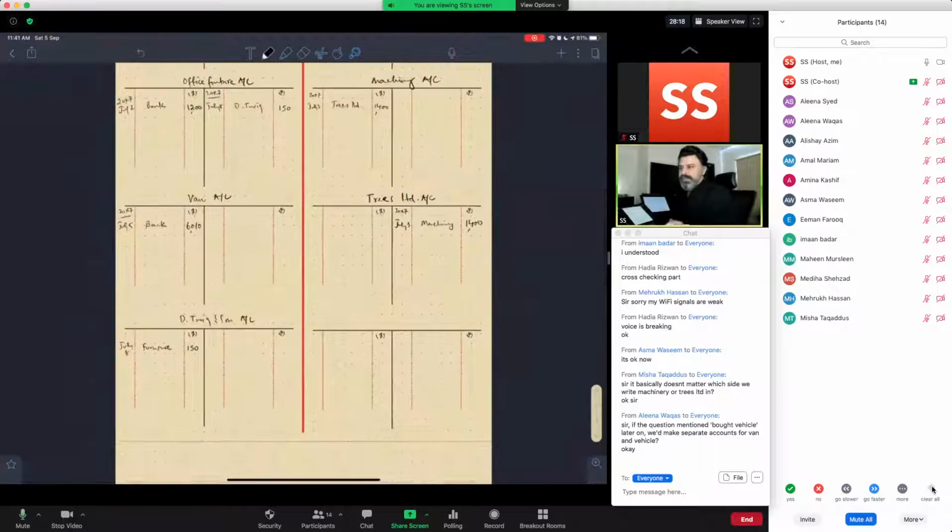Give me a green check if you have understood it, or if there is any problem, then red cross and I'll go back and revise it. Okay, good.